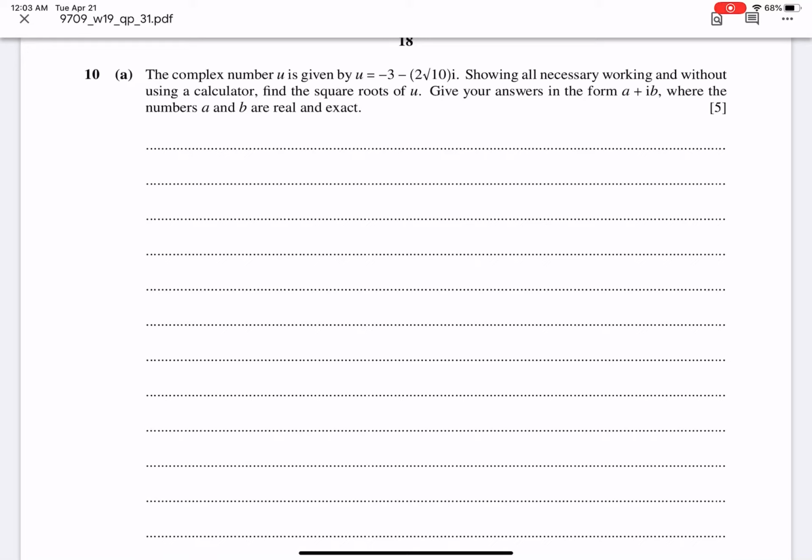So part A, it says the complex number u is given by minus 3 minus 2 root 10i, and you need to show all necessary working, and without using a calculator you have to find the square root of u, and you need to give your answer in the form of a plus ib. So basically they give you a complex number and ask you to find another complex number which is related to the given complex number. So you need to apply your complex number skills. Right, let me see how we try and find the answer for this question.